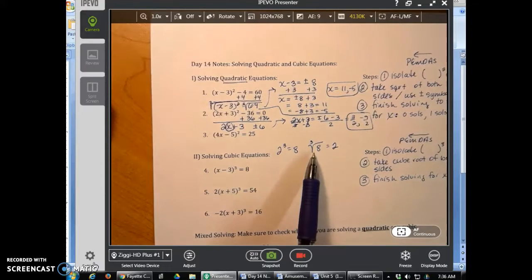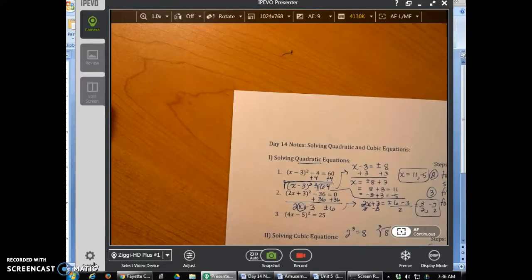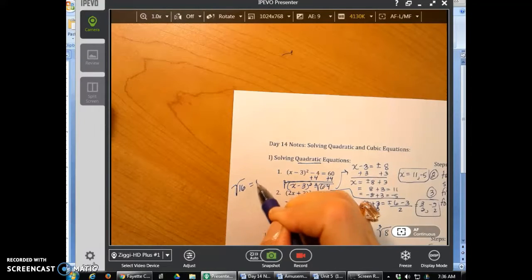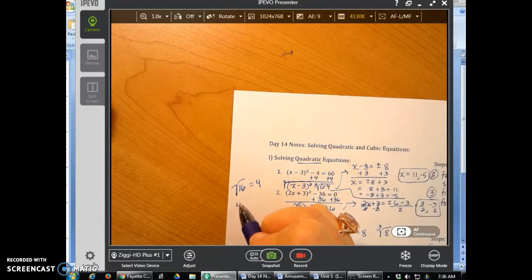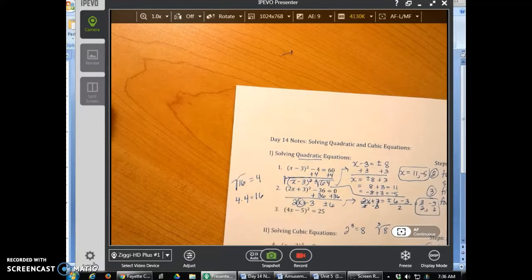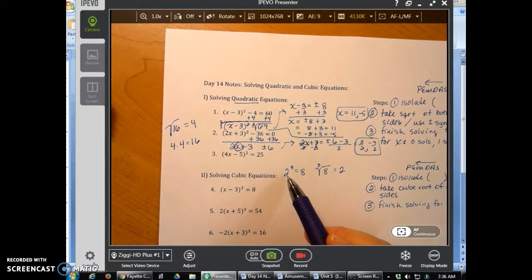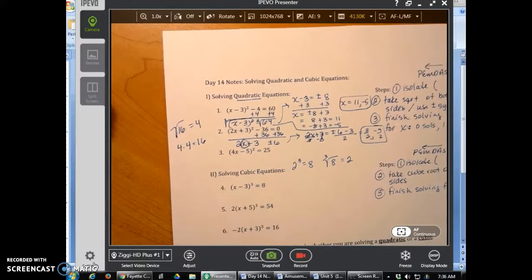So that's what this means. It's very similar to when you take the square root of 16, you get 4, and that's because 4 times 4 is 16. Here, you're looking for something multiplied 3 times to give you a value.